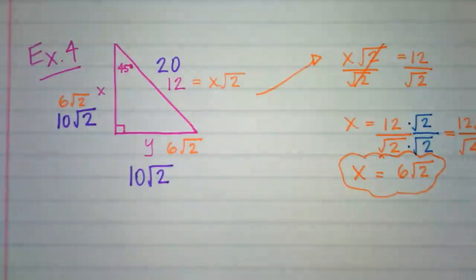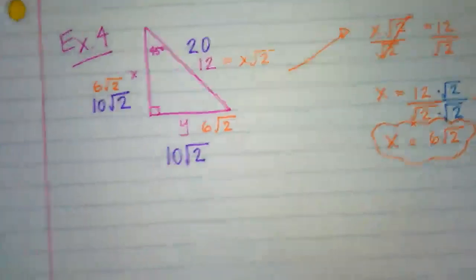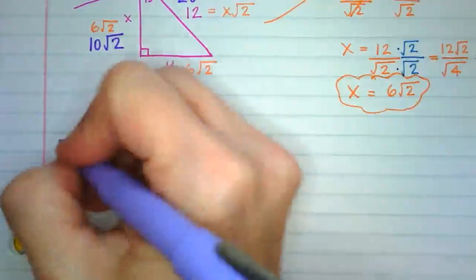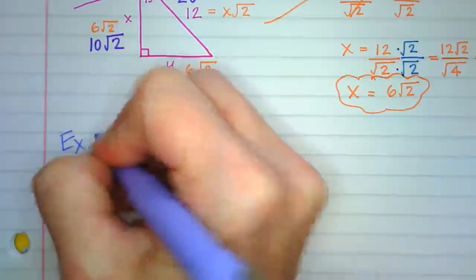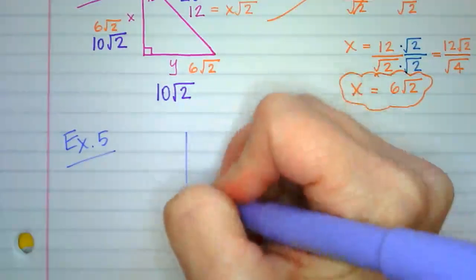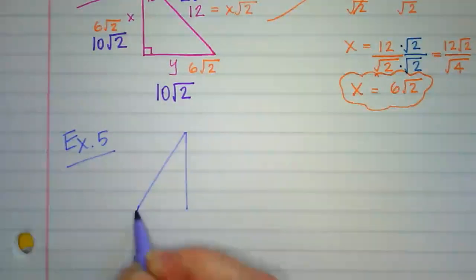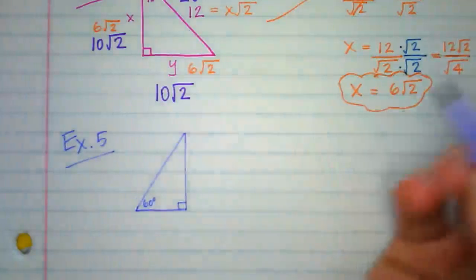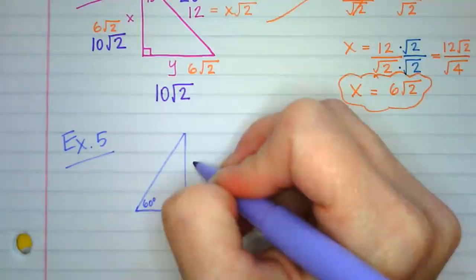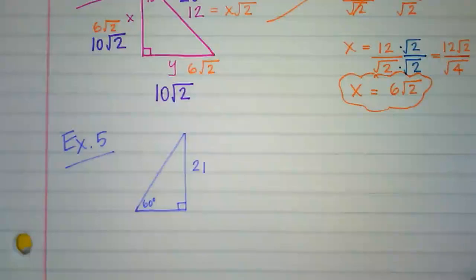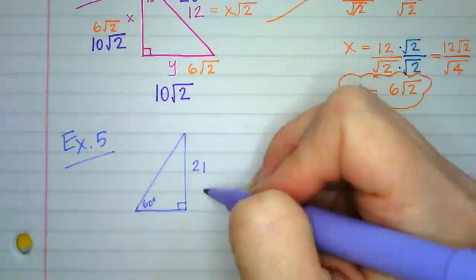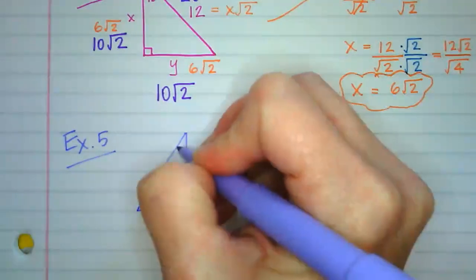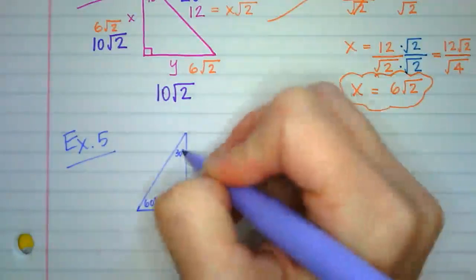All right, now, a similar thing could happen with the 30, 60, 90 triangle. So let me show you that one. On a 30, 60, 90 triangle, it's different because the pattern is different. So keep that in mind. Let's say that we have this right triangle, and I'm going to tell you this is 60 degrees, and this side over here is 21. Okay, so this is 60 degrees, so this makes this the long leg. And since this is the 30-degree angle, this is the short leg.